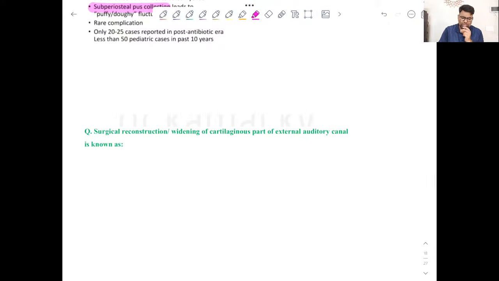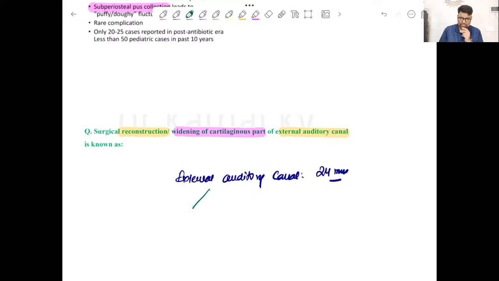Now there was one question about surgical reconstruction or widening of the cartilaginous part of external auditory canal. Now what is the term given to this surgical procedure? Now we know that external auditory canal, which is about 24 millimeter long, has two parts. The outer is cartilaginous and the inner is bony, right?